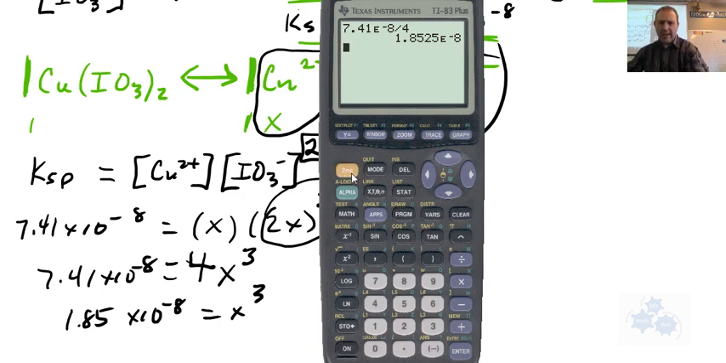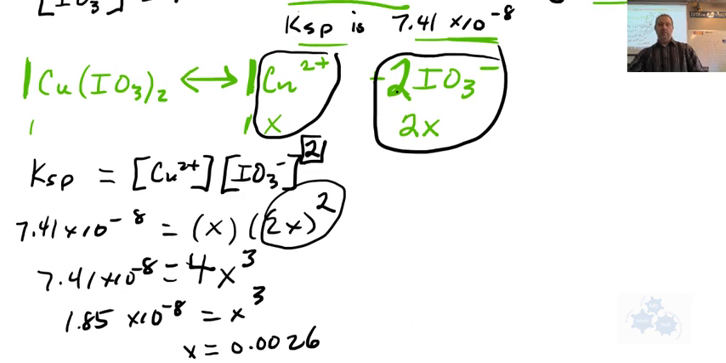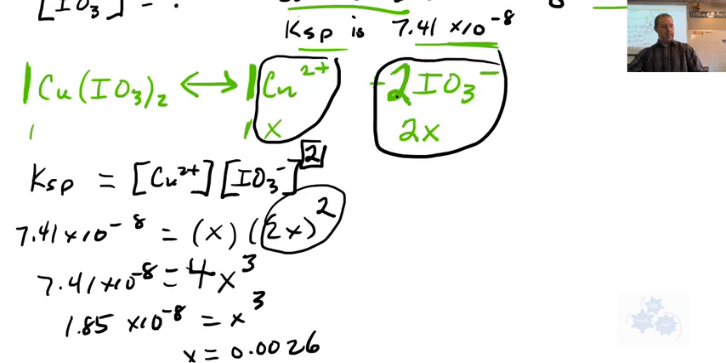To get x by itself now, I take the cube root. So we'll do that. Where's my cube root button on this calculator? There we go. Cube root of, and we'll just stick that whole answer in there. We get 0.0026. So x equals 0.0026. Okay. I think that looks okay. You guys okay with that?